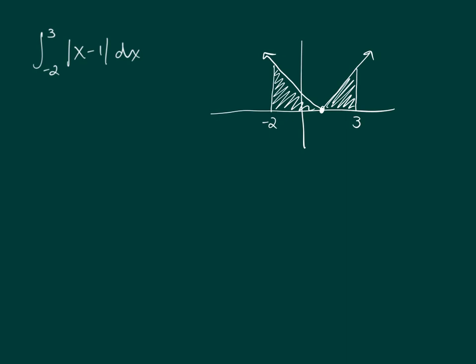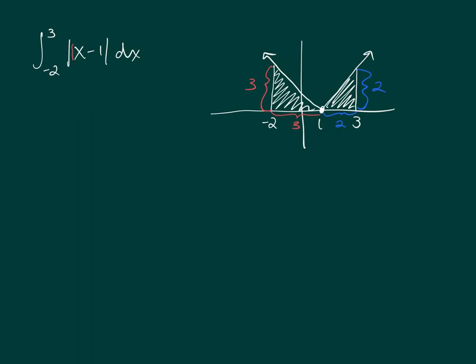So we know this is 1. We know the base of each of these triangles. The base of this triangle is 3. The base of this triangle is 2. As long as we can find the heights, we are good to go. And luckily, this absolute value function uses a slope of 1. It's hiding right in there. So that means the height of this triangle is also 3, and the height of this triangle is 2.